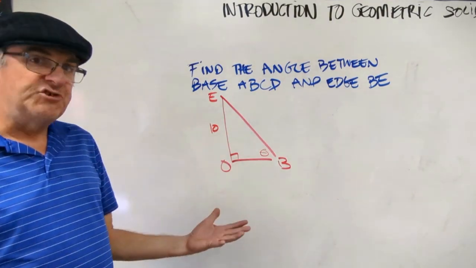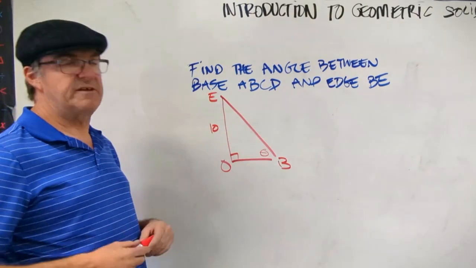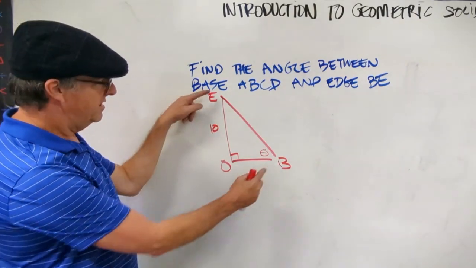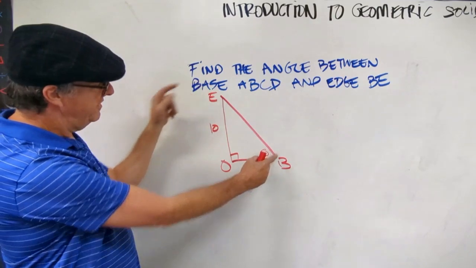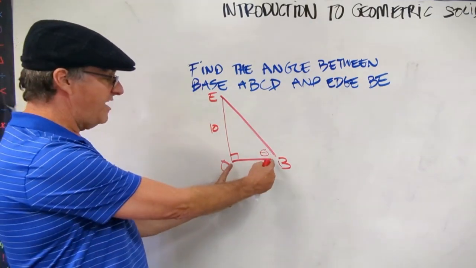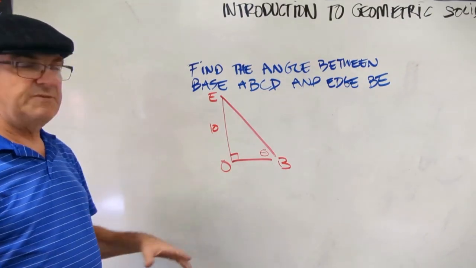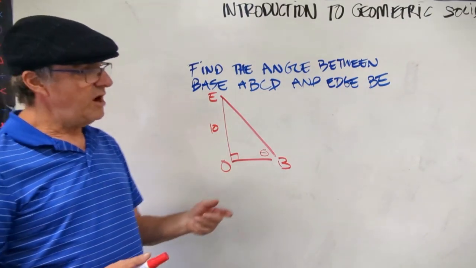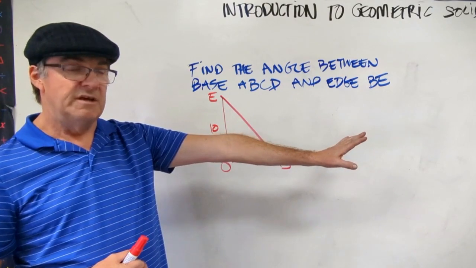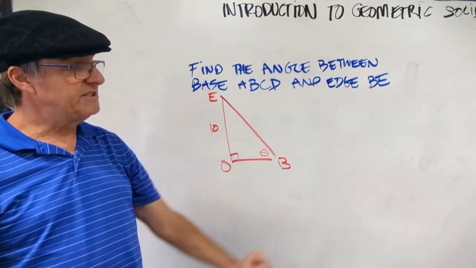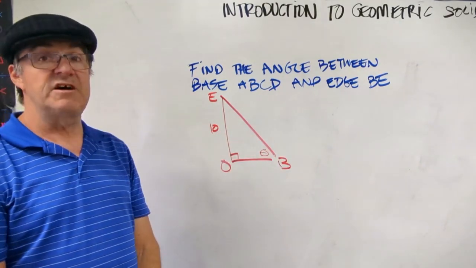So I have two routes. I could find this length, and then I could use trig, or I could find this length, and I can use trig. And it turns out that finding OB is going to be the easier way to do it. So I want you to look at that diagram, and pause the video, and see if you can figure out how we would find OB.